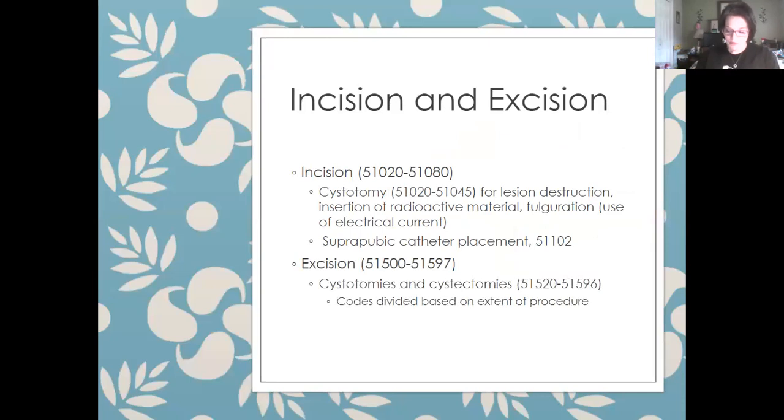Aspirations are done to remove urine from the bladder. If imaging guidance is used, this is separately reported. A urachal cyst is found between the umbilicus and bladder dome and is often found in young children when the cyst becomes infected. So incision in this category is 51020 and 51080. Cystotomy 51020 through 51045 for lesion destruction, insertion of radioactive material.